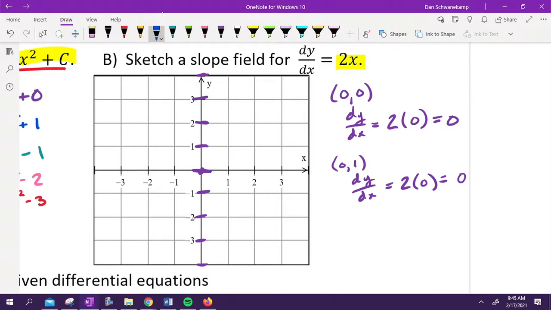If I plug in an x value of 1, show me with your fingers, what is my slope going to be? If my x is equal to 1, then my derivative, when I plug it in, is going to be 2 times 1, so my slope needs to be 2. So what I need to do now is everywhere the x is 1, I'm going to make a slope of 2. Now that's kind of hard, but imagine I'm doing slope, so rise over run. I'm going up 2 over 1.